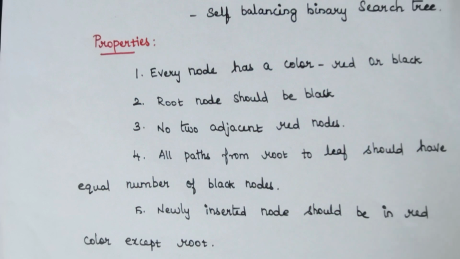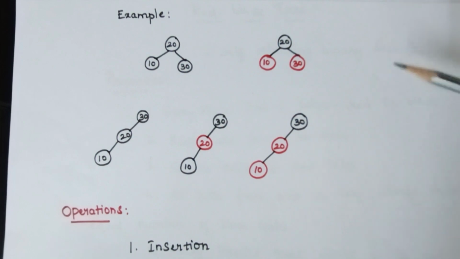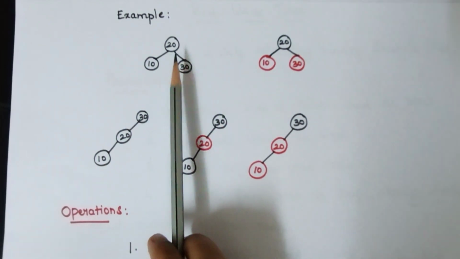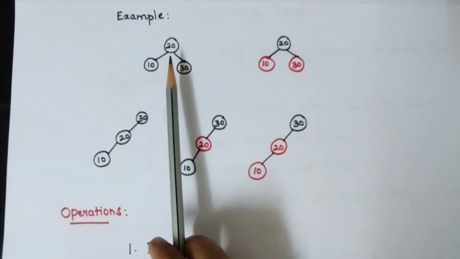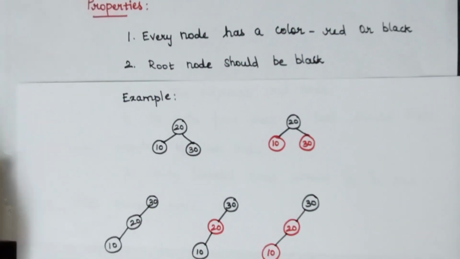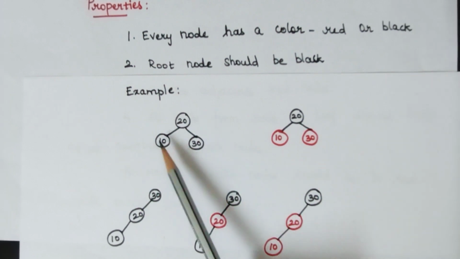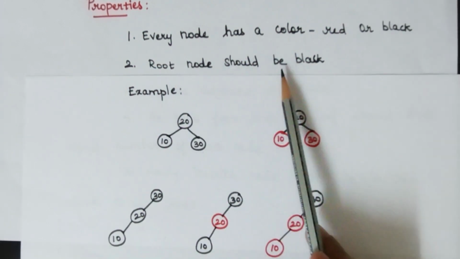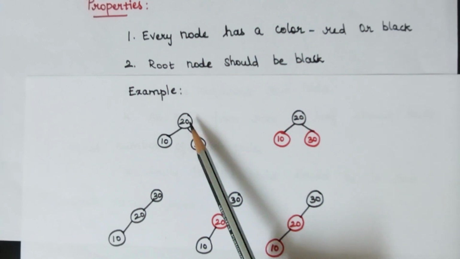Now we'll see an example and the operations that we can perform in the red-black tree. Here are some examples of red-black trees, and for the first example, we should check whether all the properties are satisfied. What is the first property we have seen? Every node should be colored either red or black. In this example, we can see all the nodes are colored black. And what is the second property? The root node should always be black. So the root node is black.